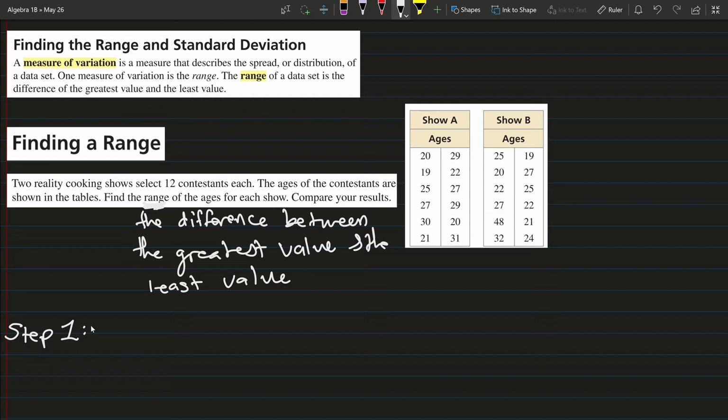Wait, where did my pen go? Technical difficulties. One second.